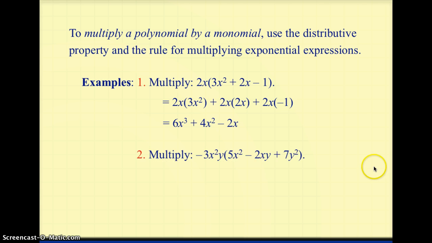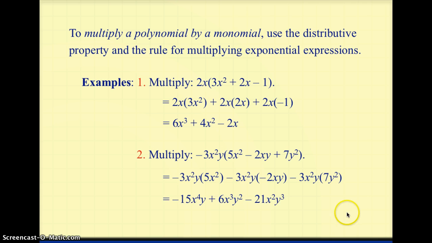Here's another example. You're going to rewrite it by distributing, so you have negative 3x squared y times 5x squared minus 3x squared y times negative 2xy minus 3x squared y times 7y squared. And when you multiply it out, this is your final answer. Just a reminder, you are adding your exponents.